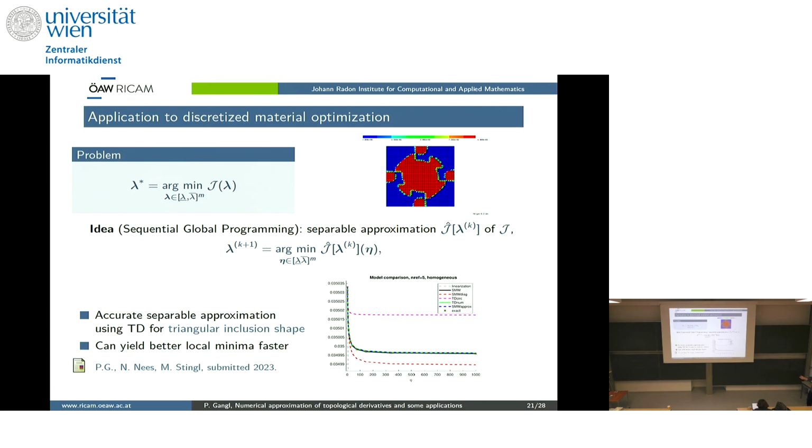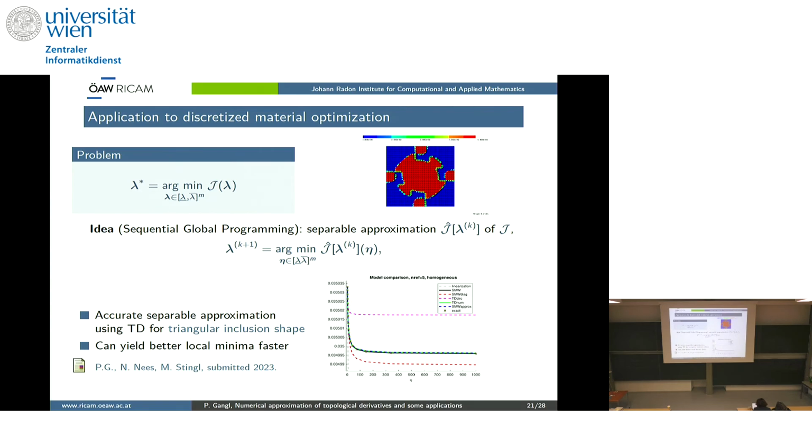So your functional is a function of a vector lambda in R^m. m is the number of triangles, where you have some bounds on it. And what is done typically in structural optimization is that you have some iterative, some sequential approximations of this hard problem. So you approximate the hard problem by simpler problems. You approximate J by J hat. And then the question is how you define these models, J hat.